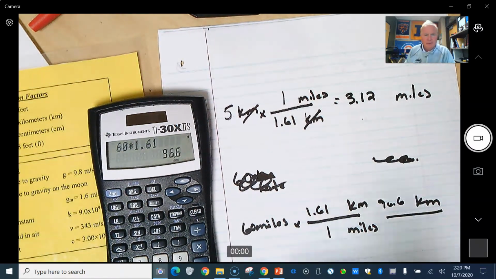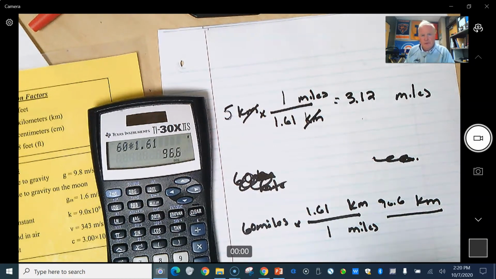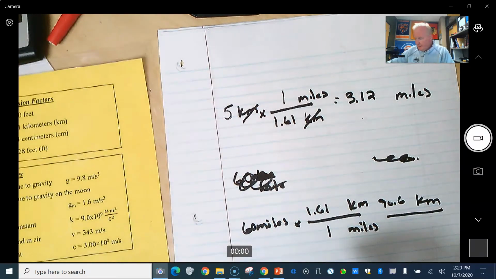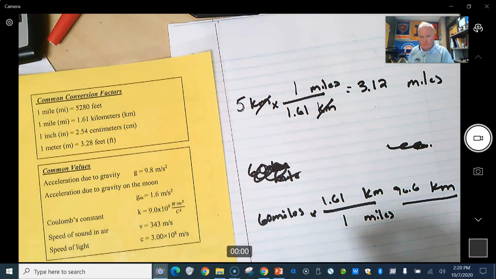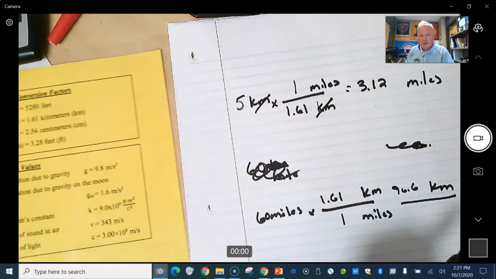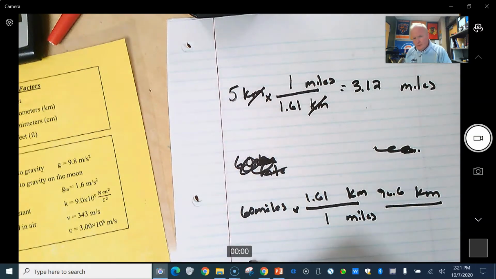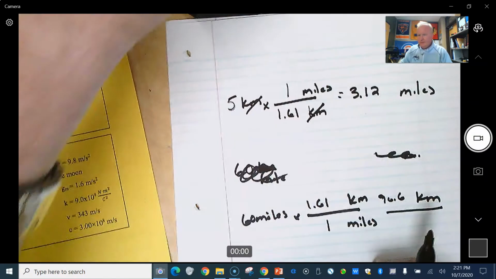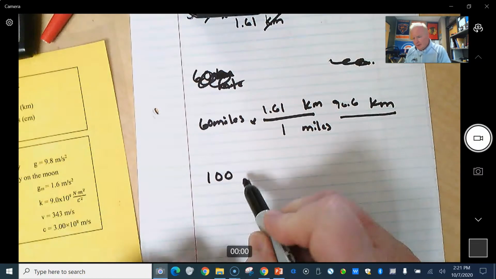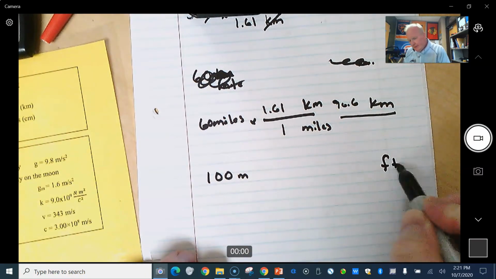Okay, you might see some similarities in the problem set that I'm going to give you, but that is the beginning of converting between US to metric. So one last example. Let's say that we wanted to know how many feet are in a 100 meter dash. Okay, and so we have 100 meters. I'm going to put this so that you guys can see it. We have 100 meters, and we want to know how many feet that is.